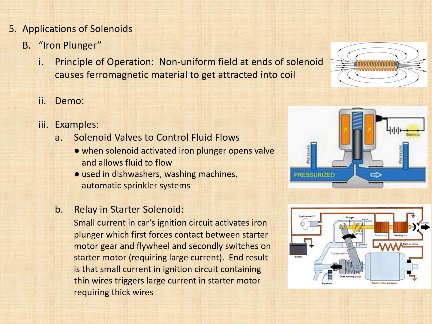The second effect is that when that iron plunger is drawn in, the gear in the starter motor over here now moves into position with the flywheel, so that your starter motor can now turn your engine. The end result is that a very small current in the ignition system is used to trigger a large current in the starter motor.